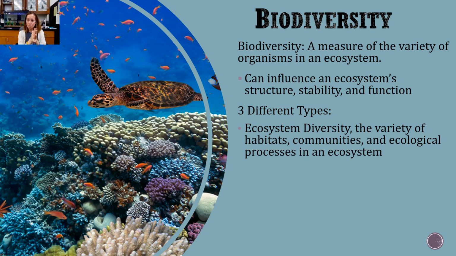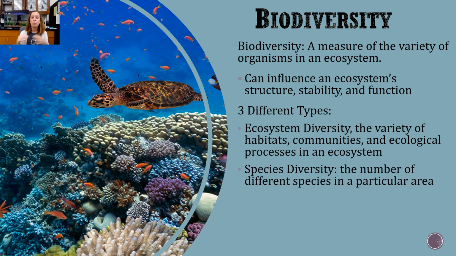So some ecosystems have more diversity than others, like a mountain that has a lot of different caves and areas and trees and parts of the trees that animals can live in is going to have more ecosystem diversity than maybe a desert that doesn't have many plants on it and many places to live. All right, so that's our first one, which is the biggest.